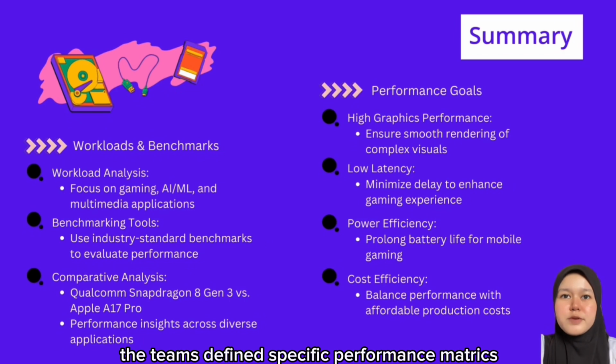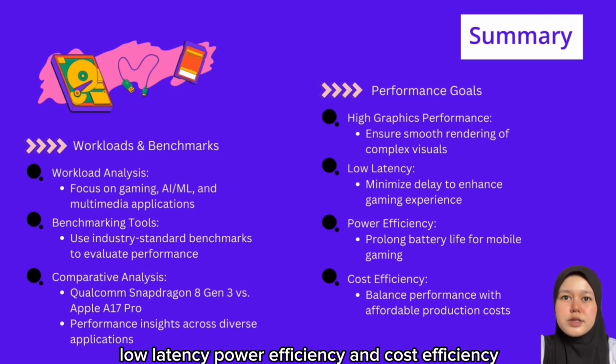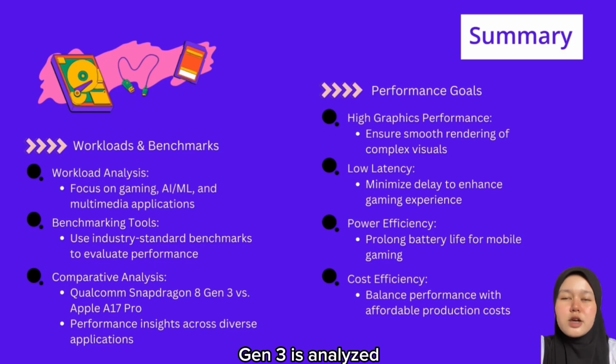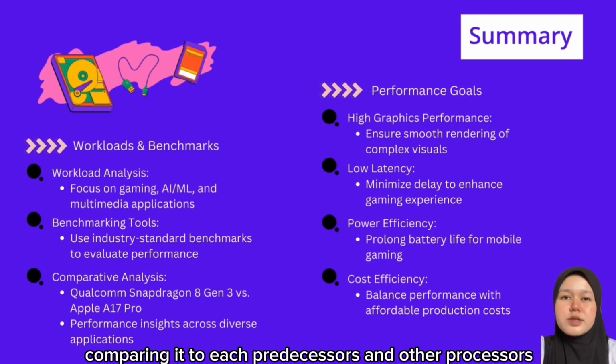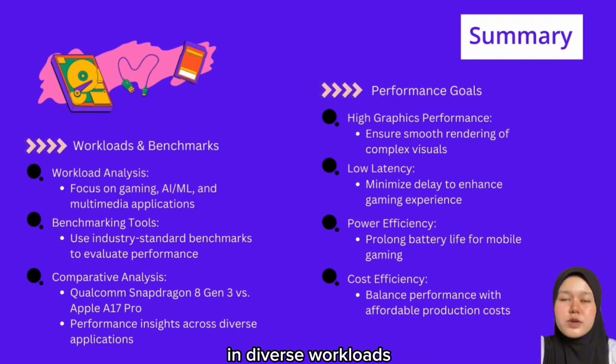The team defines specific performance metrics for mobile gaming, including high graphics performance, low latency, power efficiency, and cost efficiency. The second one is workloads and benchmarks. Benchmarking data for the Qualcomm Snapdragon 8 Gen 3 is analyzed, comparing it to its predecessors and other processors like the Apple A17 Pro. The results highlight the processor's performance in diverse workloads, including gaming, AI or ML, and multimedia.